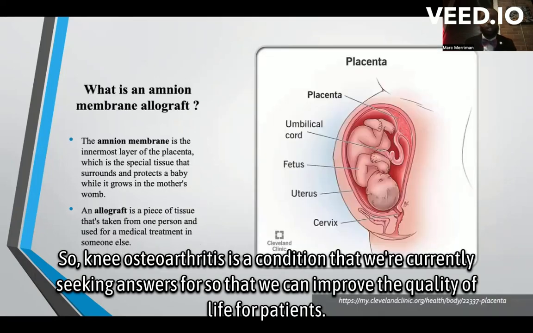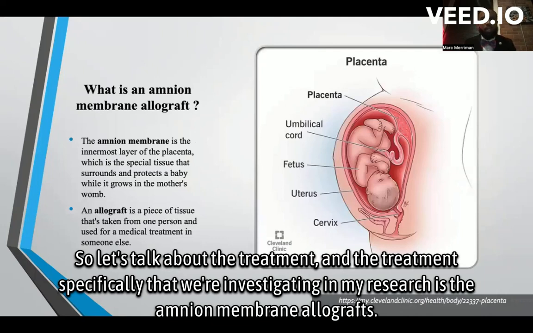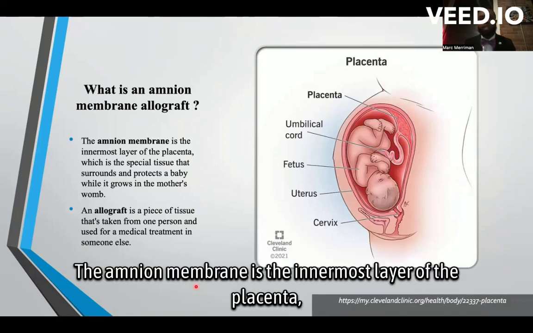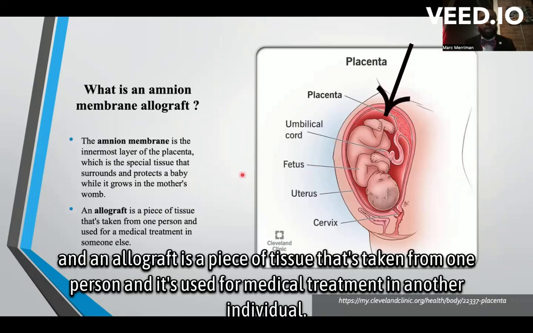So let's talk about the treatment, and the treatment specifically that we're investigating in my research is the amnion membrane allograft. So breaking that into two different parts. What is the amnion membrane? The amnion membrane is the innermost layer of the placenta, and an allograft is a piece of tissue that's taken from one person and it's used for medical treatment in another individual.